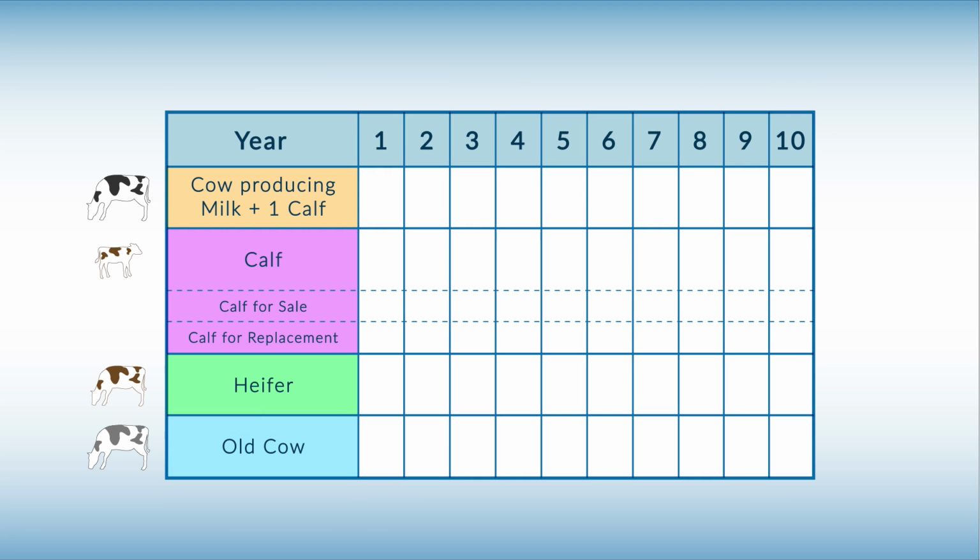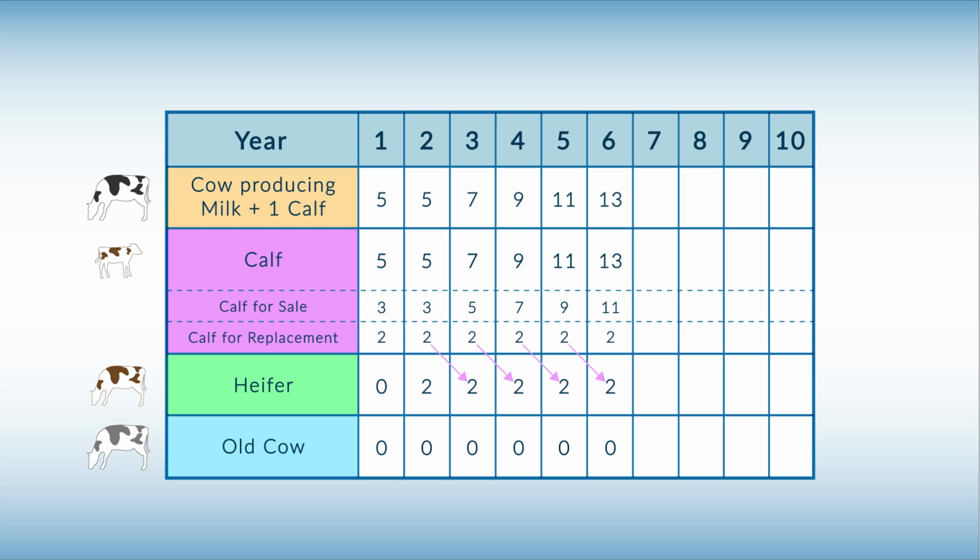In the first year, 5 cows, each producing milk and a calf, 5 calves, 0 heifers, and 0 old cows. In the second year, the calves born in the previous year graduate to the heifer block. Thus we have the following: 5 milking cows, 5 calves, 2 heifers, as the other calves have been sold off farm, and 0 old cows. In years 3 to 6, this pattern continues, with 2 calves being retained each year as heifers and 2 new adult cows entering the herd from the heifer block.